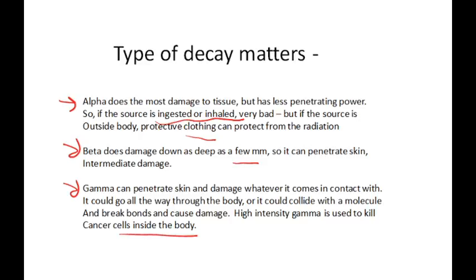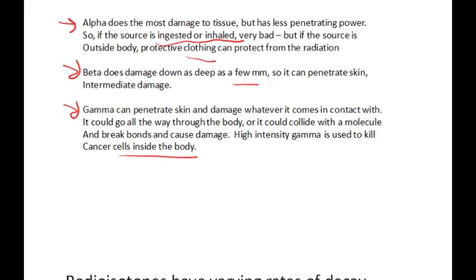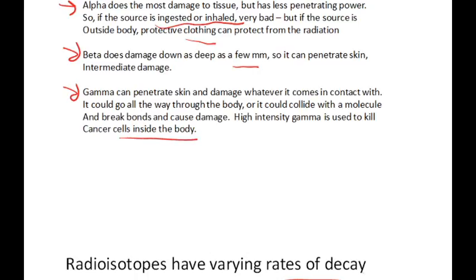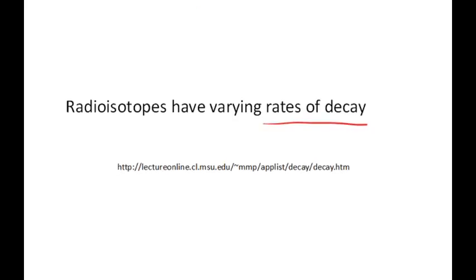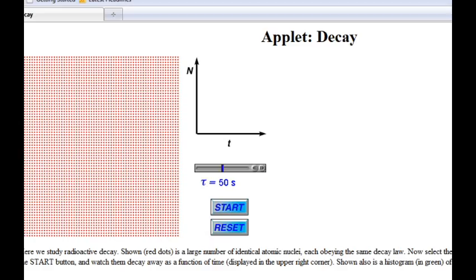All right, so there's something about the penetrating power and whether or not the isotope that you're exposed to gives off alpha, beta, or gamma radiation. And the other factor that affects the biological effect is the rate of decay. How fast does the radioisotope undergo radioactive decay? Let me show you a little.